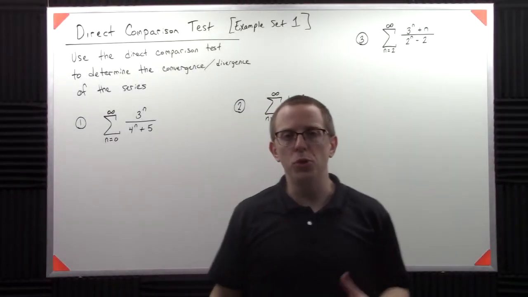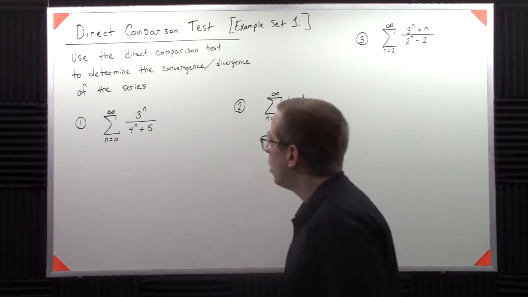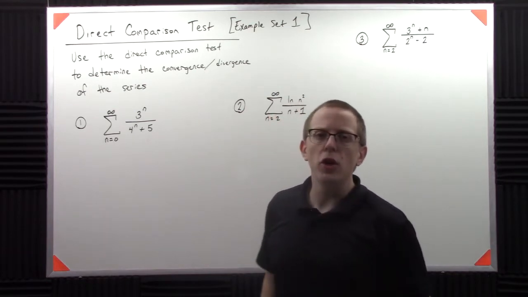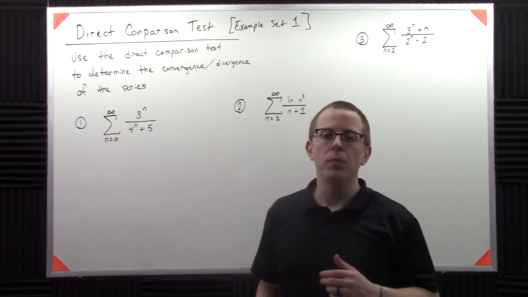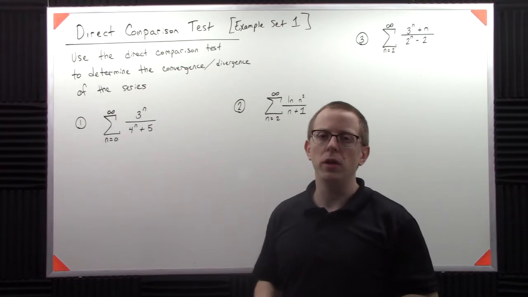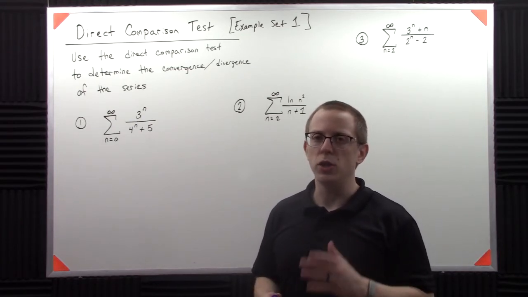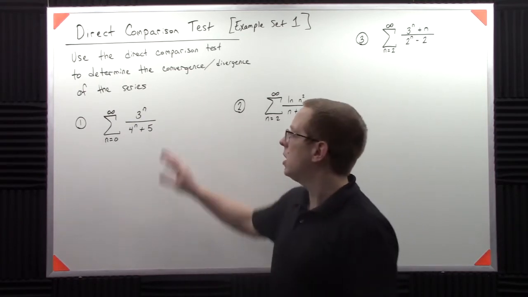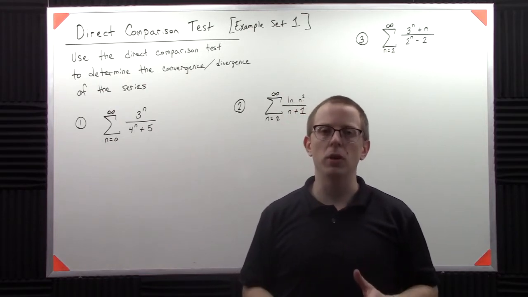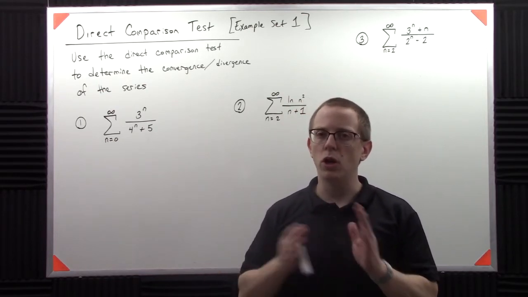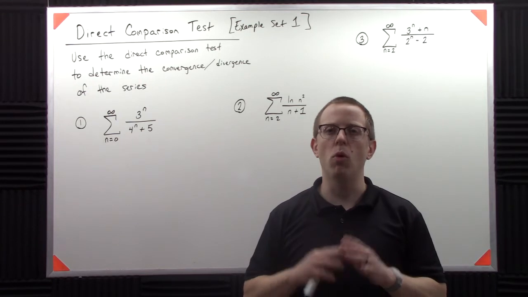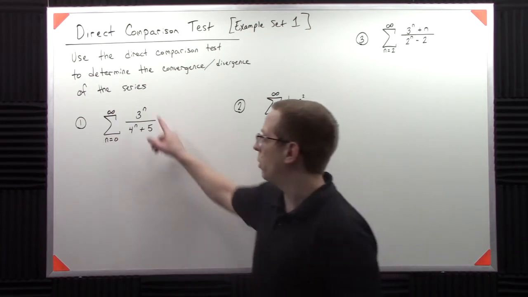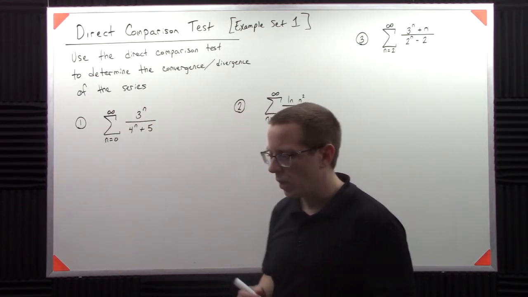Let's work some examples using the direct comparison test. Our first is 3 to the n over 4 to the n plus 5. So what we want to do every time we're doing the direct comparison test is we want to say, all right, let's take this sequence and let's turn it into something simpler. Let's just use inequalities to make this a more manageable sequence, so therefore a more manageable series.